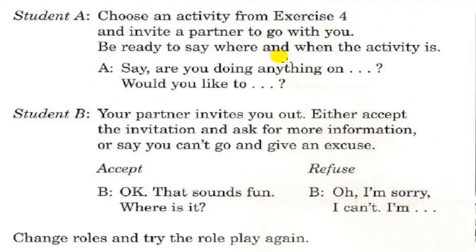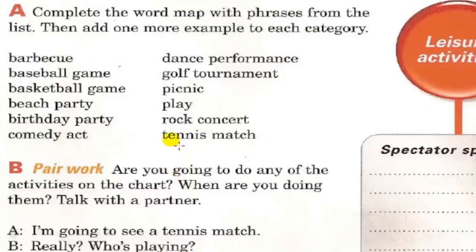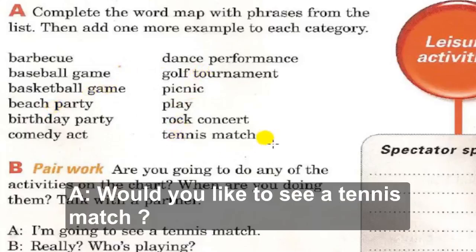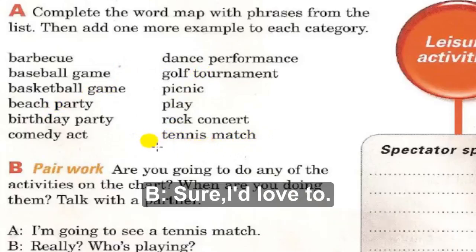So choose an activity from exercise 4 and you start to make this invitation. Like this: are you doing anything on the coming Friday? No, I don't. Would you like to go to a golf tournament? Would you like to see a tennis match? B: Sure, I'd love to.